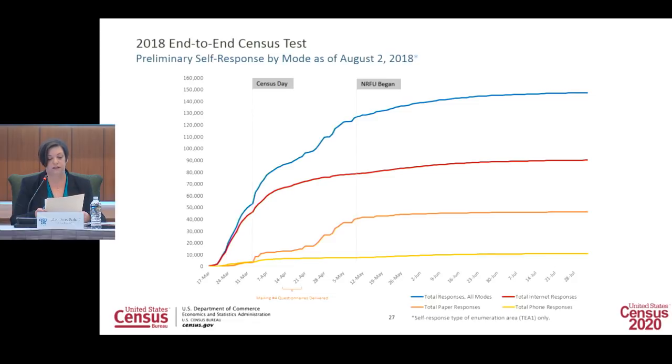One thing we did find interesting in this test was the uptick in self-response after the start of non-response follow-up. This seems to indicate that activities in the field, which included leaving notice of visit forms at the doors of housing units that had not yet responded, prompted additional self-response. During the non-response follow-up phase, we picked up an additional 24,000 self-responses. It was 12,000 came in by the internet, and 3,500 by phone, and 9,000 by paper. The significant piece here is by phone. That was actually 31.4% of all phone responses came in during the non-response follow-up period.